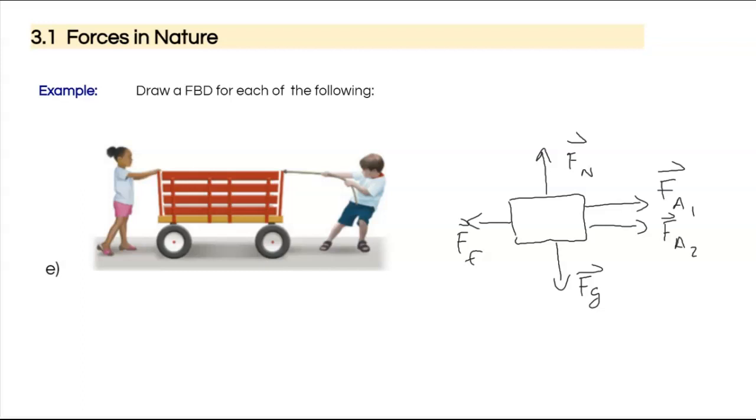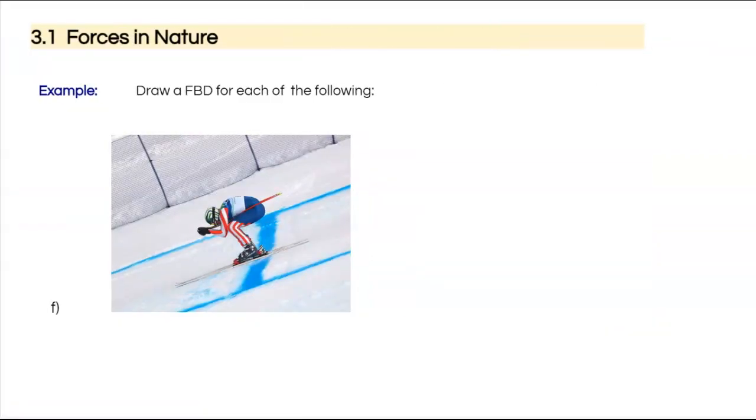Okay, one last example. So here we have a skier that is on an incline going downhill on a slope. So take a minute to draw your FBD.